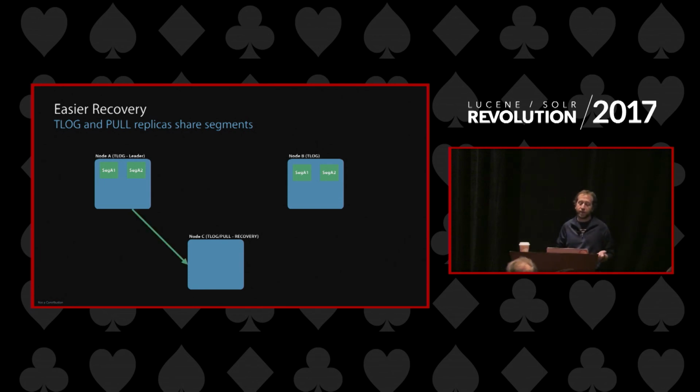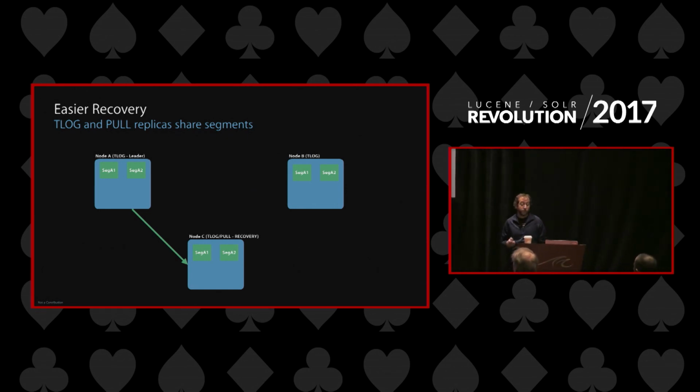So what's going to happen is that, let's assume again, peer-sync fails. It will go to the leader, which is node A, and say, hey, which segments do you have? I have segment A1 and A2. OK, I need to download those. Download it. See how node B also has segment A1 and A2, because it's a pull replica, so it's replicating those segments. It's not creating them itself.